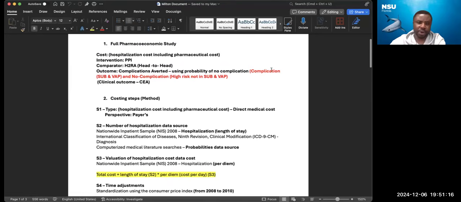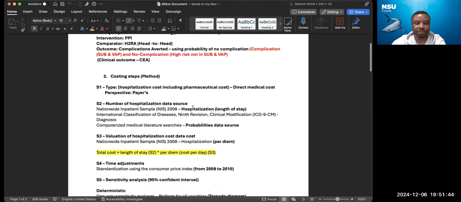So I've explained this one already. The patients were grouped into complication, and those in the complication arm are the stress ulcer bleeding and the VAP. And then those with no complication, these patients are at high risk, but they don't have these complications. And this is a clinical outcome, and it is a CA. It is a CA because these two drugs don't have the same effect. If they have the same effect, then it becomes CMA.